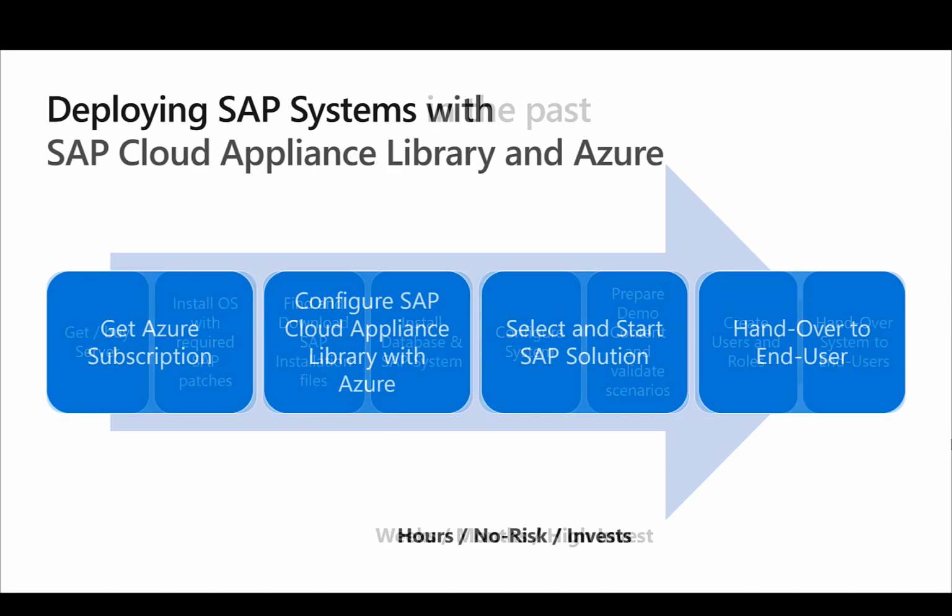And with the Cloud Appliance Library, this is actually very different. You just need an Azure subscription, configure the Cloud Appliance Library to connect with your Azure subscription, select the solution that your end users or you are looking for, and deploy it. After a few hours, end users can connect to the system. Once they are done testing, you just terminate the solution and that's it. Nothing to decommission, no hardware sitting around, no risk. So really, really easy to do.